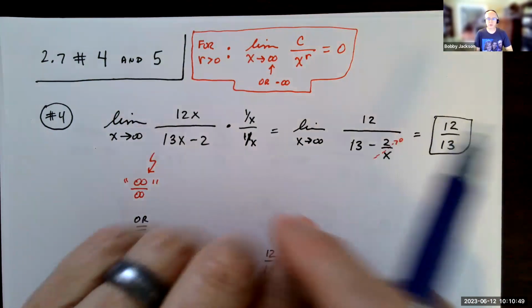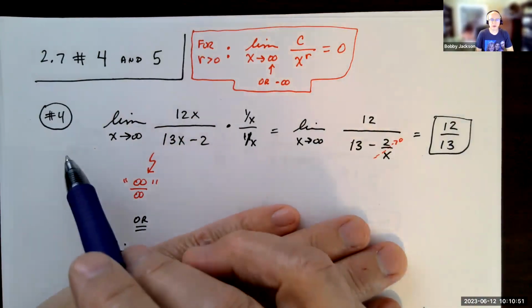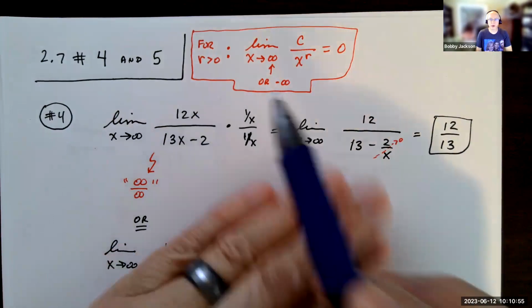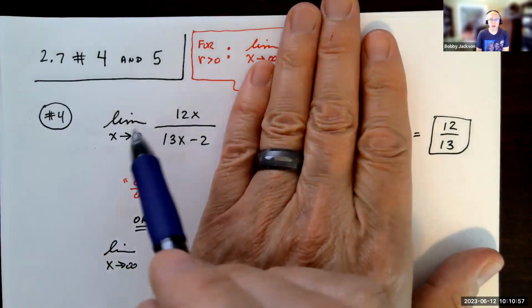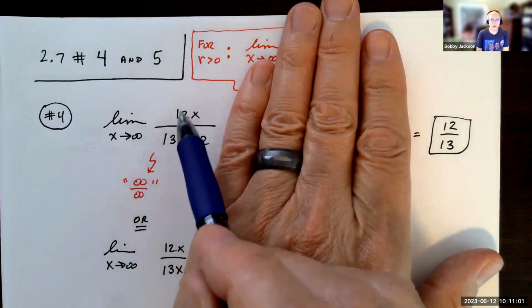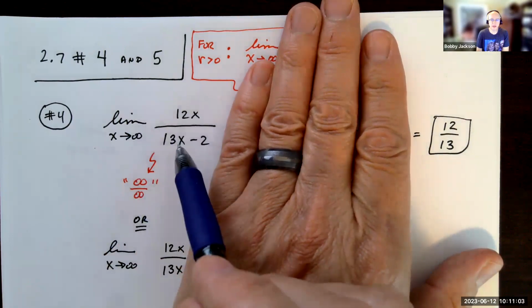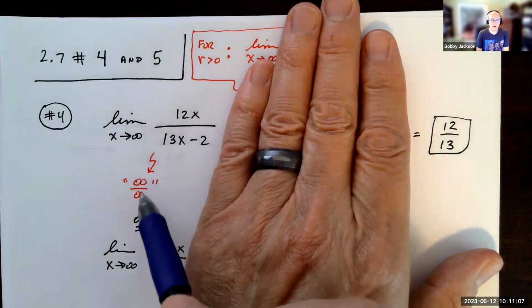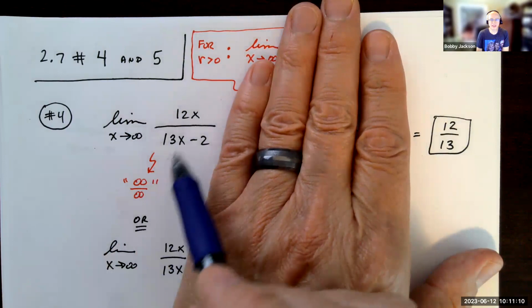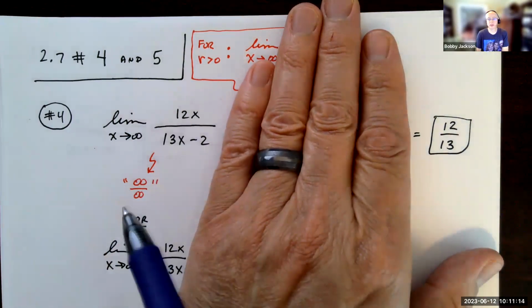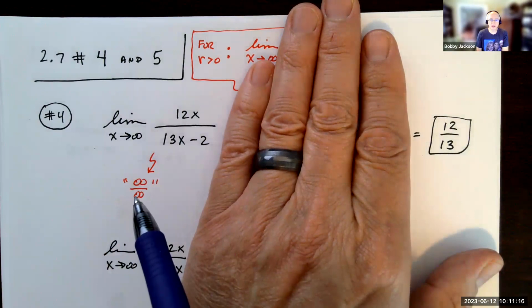Okay, so when we're doing 4 and 5, they're very similar. They're just the limits of rational functions, where we have one polynomial divided by another. Of course, as x goes to infinity, 12x goes to infinity, and 13x minus 2 goes to infinity. So we say this form of this limit is infinity over infinity. This is an indeterminate form. Again, that doesn't mean the limit doesn't exist. It means we've got some work to do to find this limit.